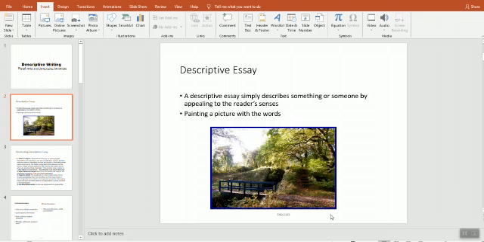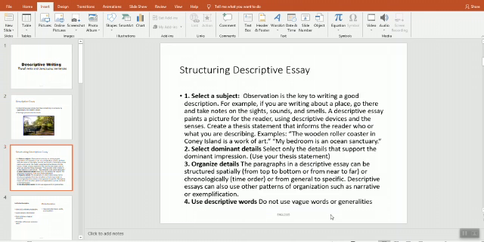So you need to select your words very carefully and appropriately, because whatever words you select are going to create an image in front of the reader. So now you will be responsible to paint a good or a bad picture in front of the reader. Now, how can we structure a descriptive essay?